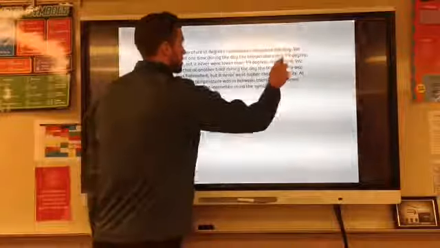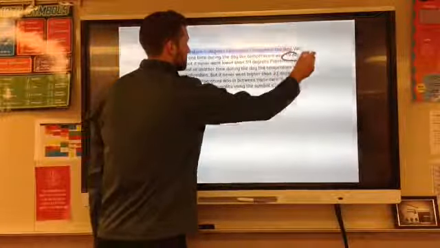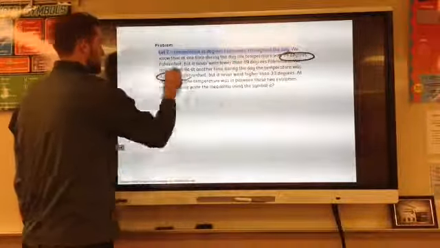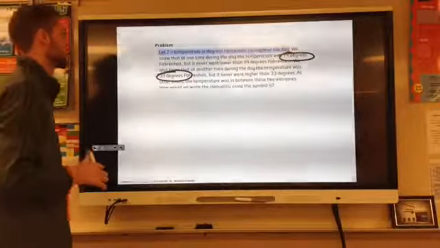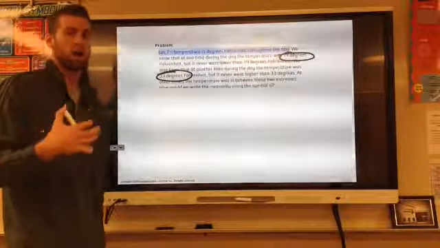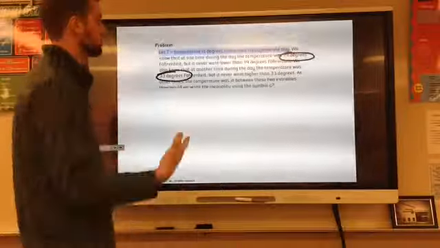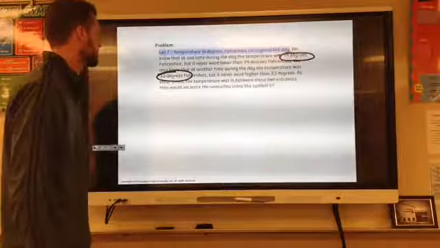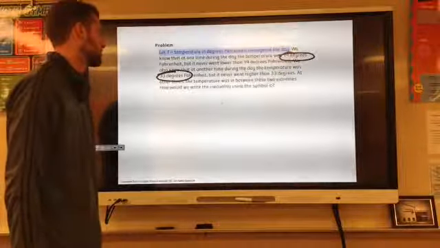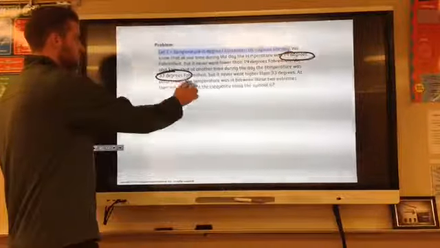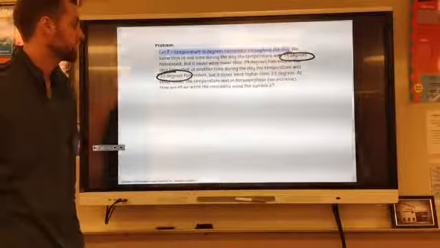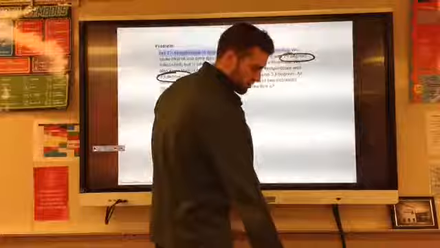Here's one extreme, and here's the other extreme, 19 and 33. So we're going to write compound inequalities based on 19 degrees and 33 degrees. Now, how would we write the inequality using the symbol less than or equal to? Let's take a look at how we can do that.